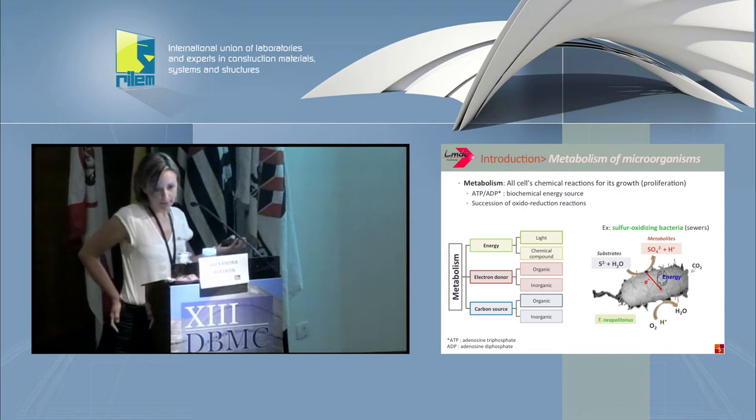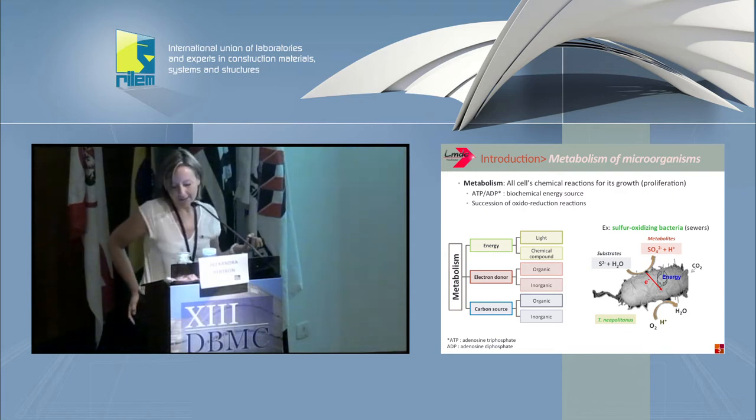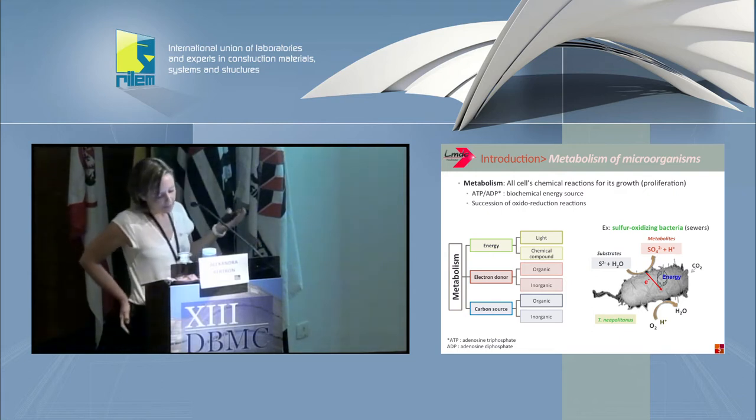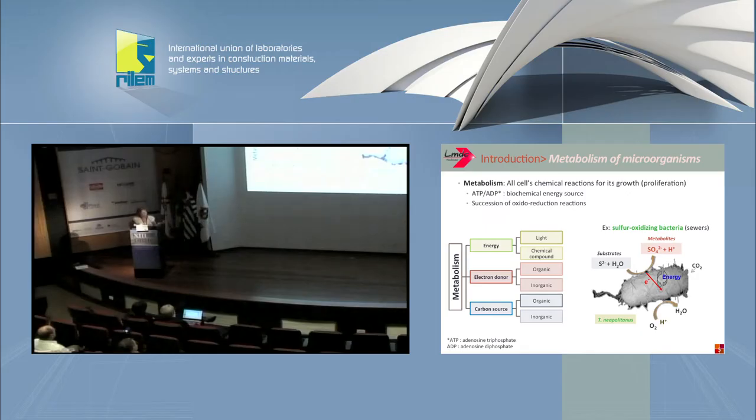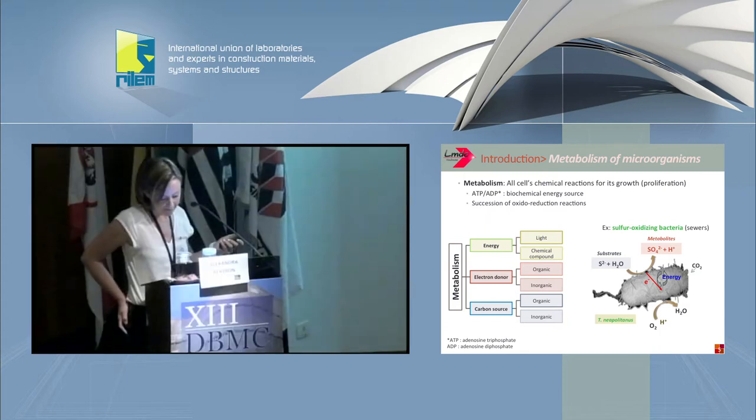As an example, in sewers, sulfur oxidizing bacteria will use sulfide and transform it into sulfate and hydronium ion. And these two compounds are responsible for very aggressive action on concrete.